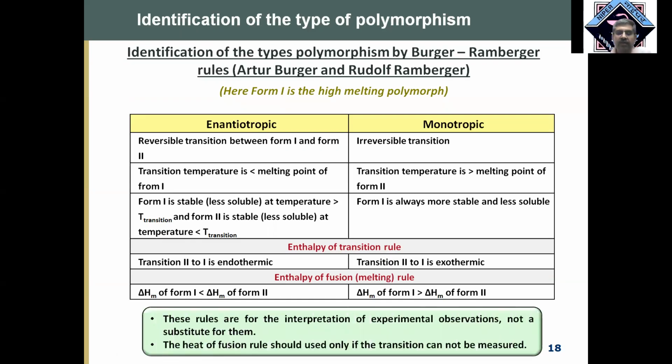These rules are for the interpretation of the experimental observation and not a substitute for them. The heat of fusion rule should be used only if the transition cannot be measured. If the transition can be measured, then the enthalpy of transition rule should be applied.